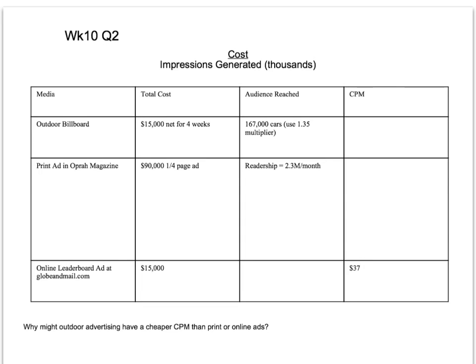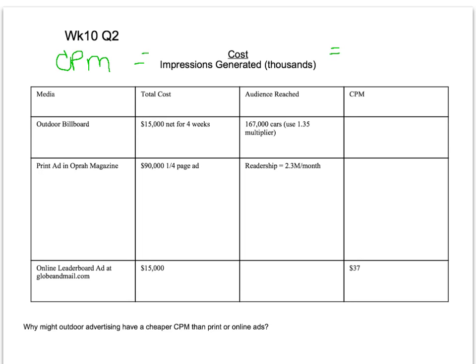Week 10, question 2 asks you to fill in the blanks. So in the first instance, we're calculating a CPM. Don't forget that CPM is cost per 1,000 impressions, and here's your formula: cost divided by impressions generated in thousands. So here we just simply need to use the formula and plug in our information.